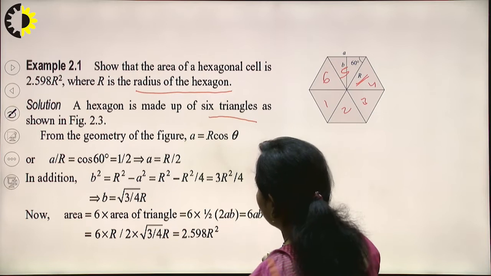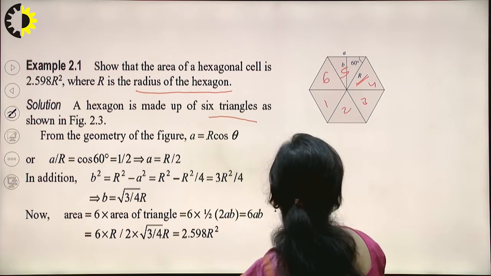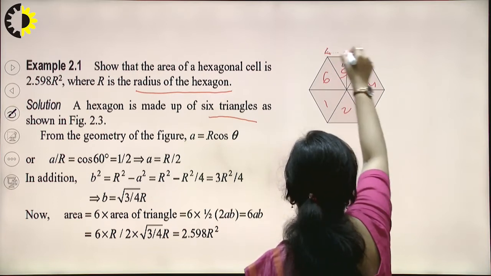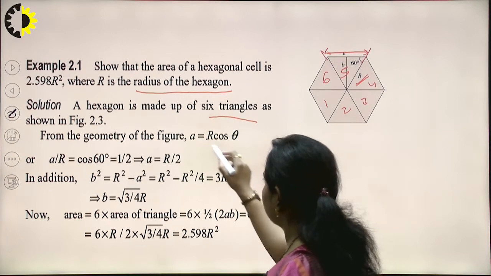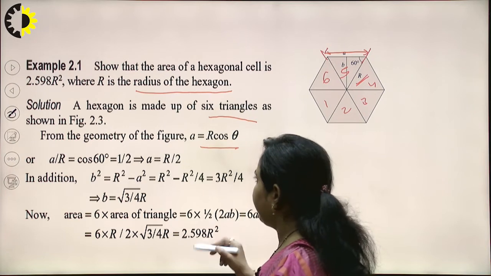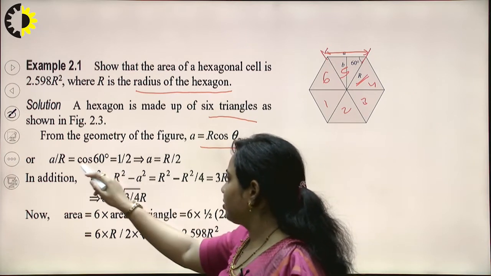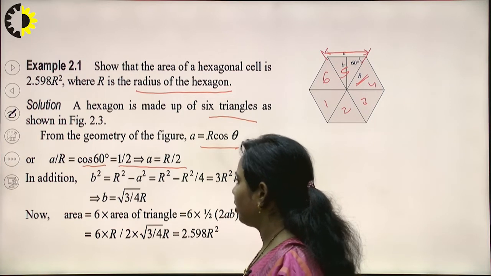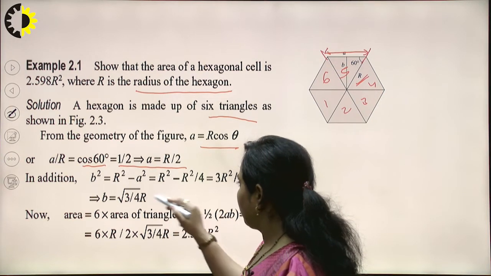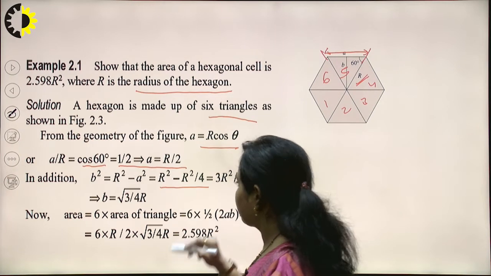So from the geometry of the figure, if I consider this as a, then from this geometry a equals r cos theta, and a by r equals cos 60 degrees, which is also equal to half, or a will be equal to r by 2. So b square will be equal to r square minus r square by 4.